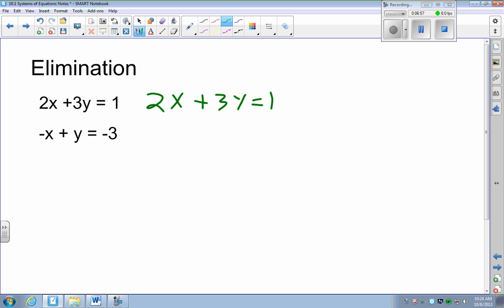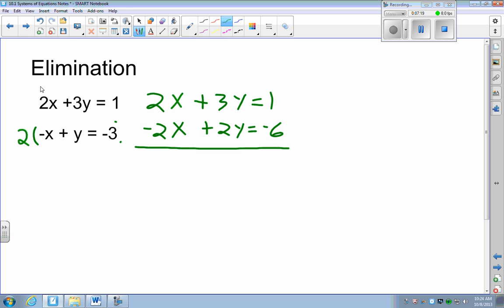On the bottom, though, I'm going to multiply everything by 2 again. And 2x plus 2y is equal to negative 6. Okay, now that we've stacked it, we just add both these columns up, just like so.